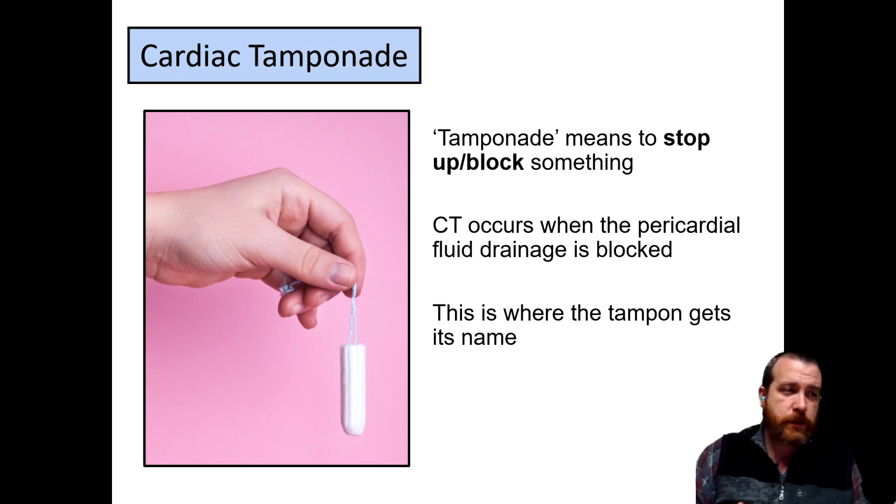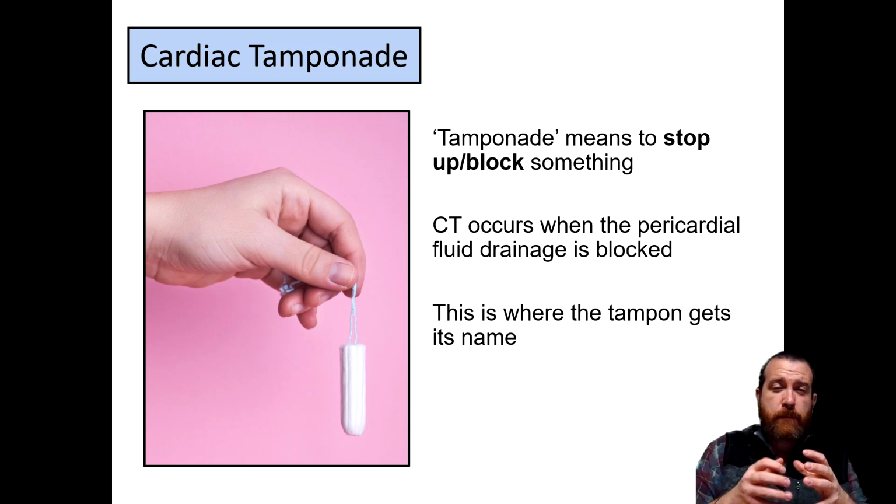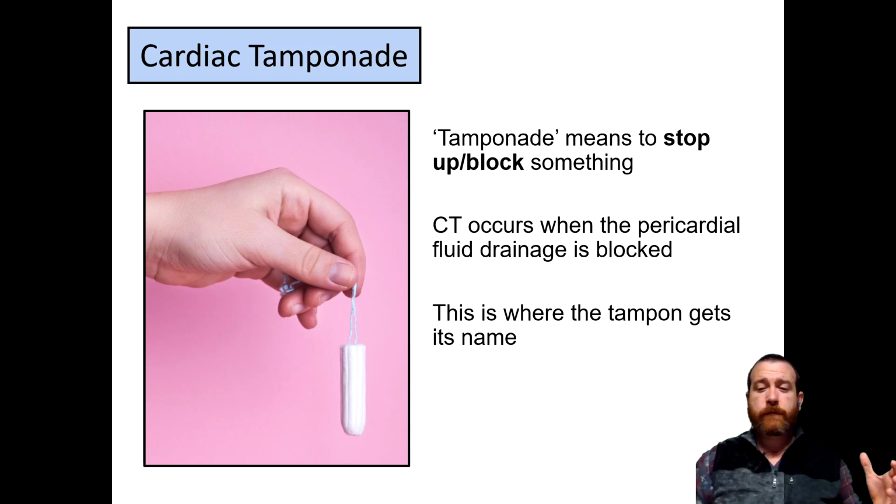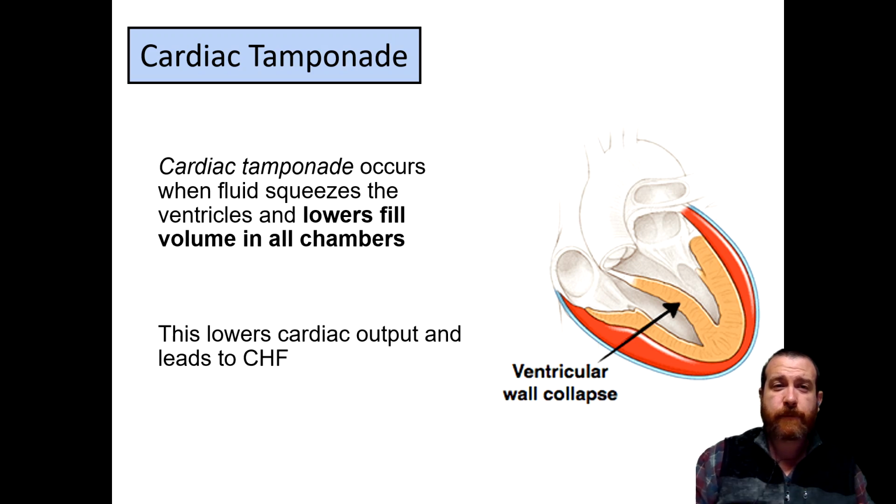Tamponade comes from the same root as a tampon, right? To block up or to stop something. So to tamponade something means to stop it. When this fluid is blocked, this is how we have a buildup of this pericardial fluid within this pericardial sac.